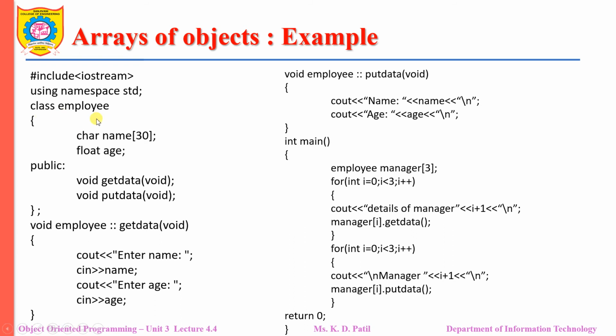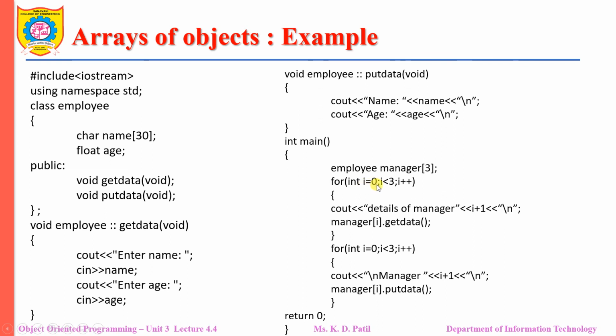Here I am going to take the same employee class with the name and age as the data members, and get data and put data as the functions. Here I have a get data member function definition, and here I have a put data member function definition. Now here I have manager, which is an array of size 3 of a class employee. Now I want to accept the details of manager first, so I am going to use the for loop here.